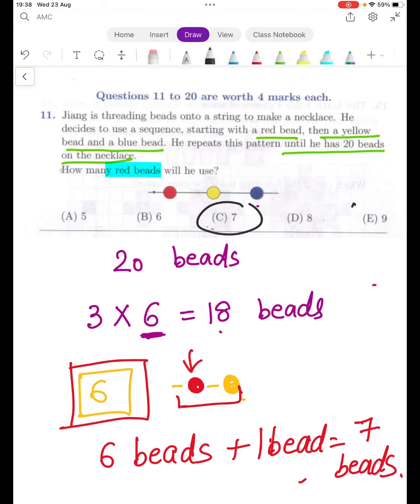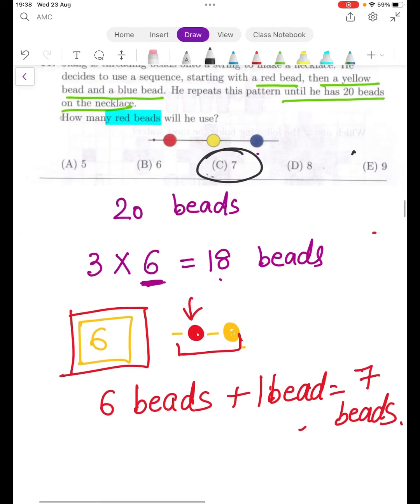We have used 7 red beads in a pattern, while he has used 20 beads on the necklace. So the answer is 7.